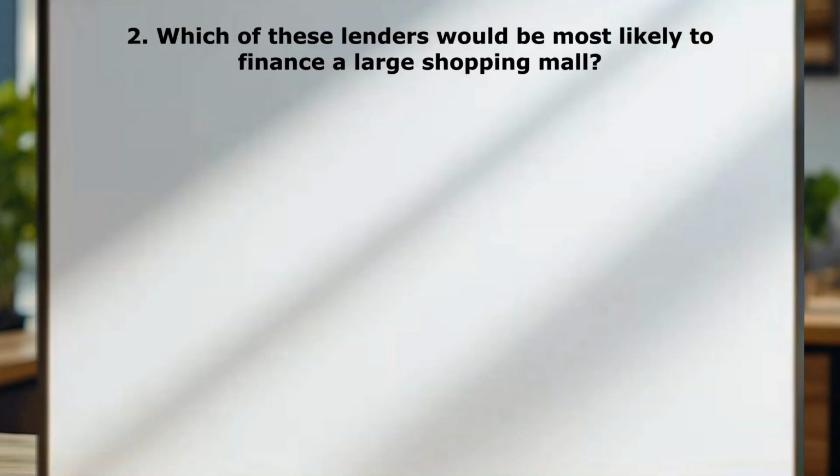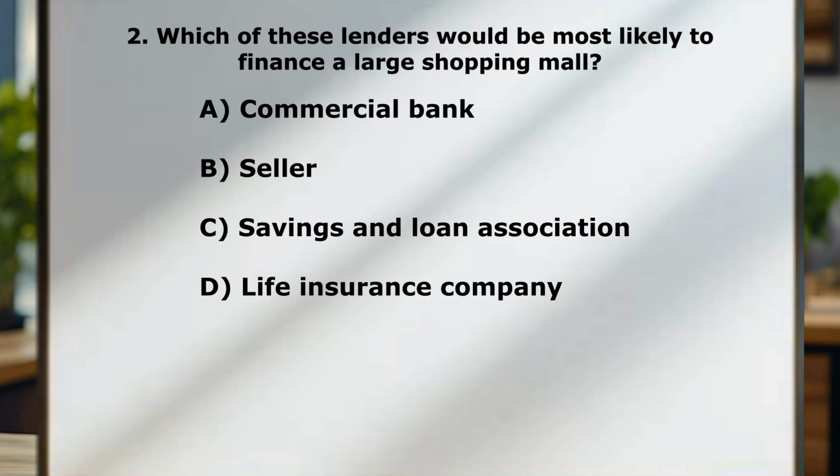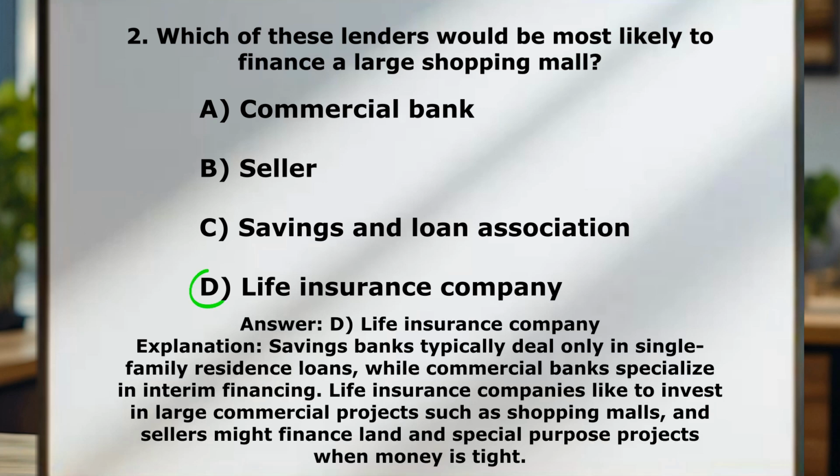Question number 2. Which of these lenders would be most likely to finance a large shopping mall? A. A commercial bank. B. A seller. C. Savings and Loan Association. D. Life insurance company. The answer is D. A life insurance company. And that's kind of a surprising answer. But let me walk you through it.